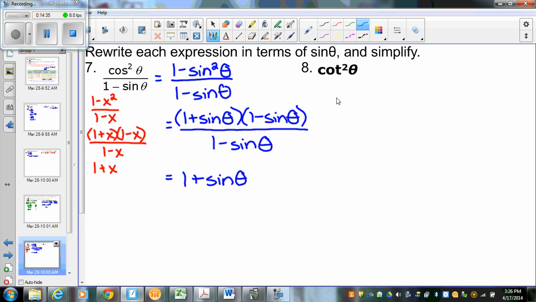Alright, so now number 8. And I will go ahead and warn you that number 8 is going to make you feel like you're going around in circles. But give it a try. See how you could maybe go about simplifying it by trying to rewrite it in terms of sine.